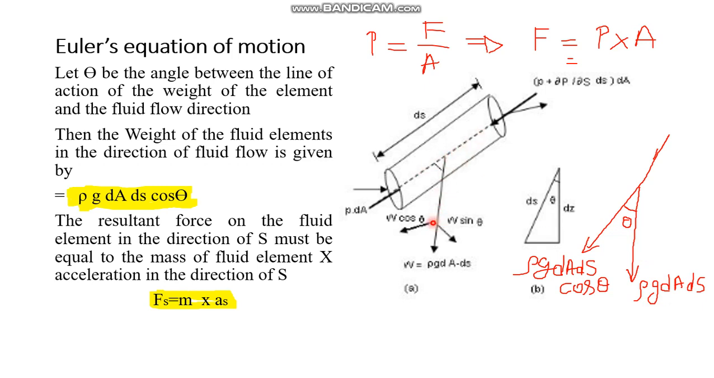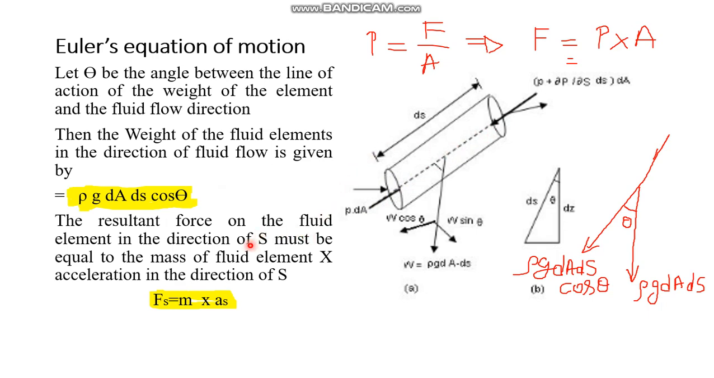If I want to reduce this along the flow, then that has to be multiplied by cos theta. I will resolve this force by cos theta, that is, along the direction of the flow. That is, rho g dA ds into cos theta will give you the weight component which is acting along the direction of the flow. These are the three forces which are acting on this particular fluid element.